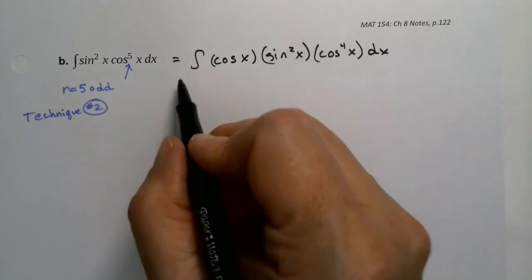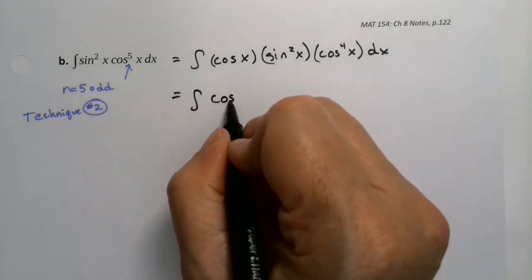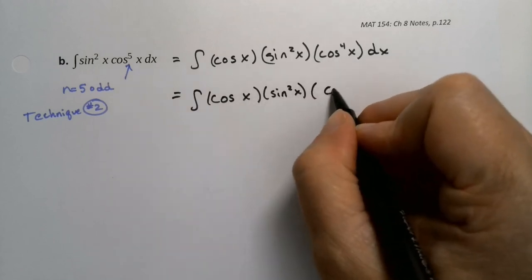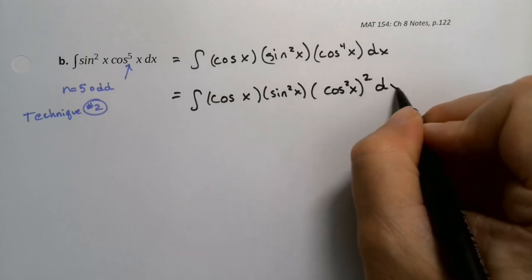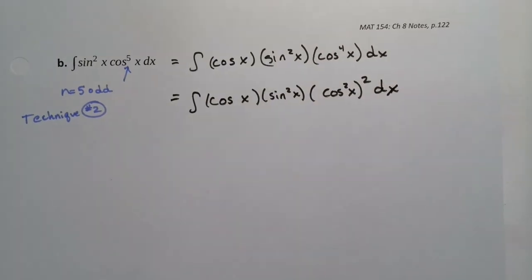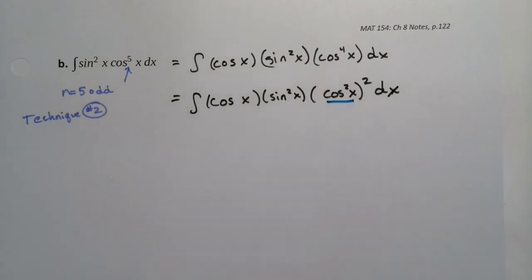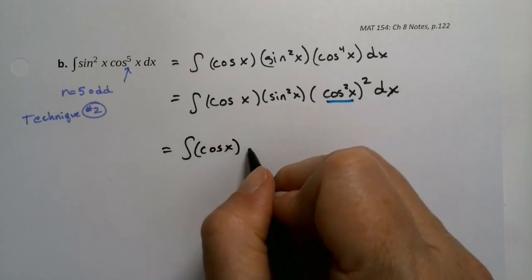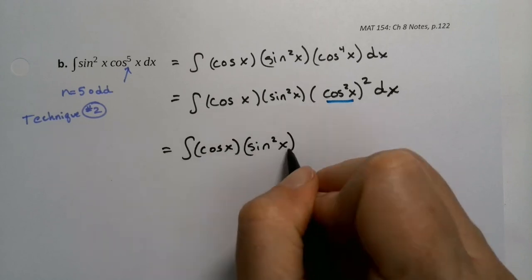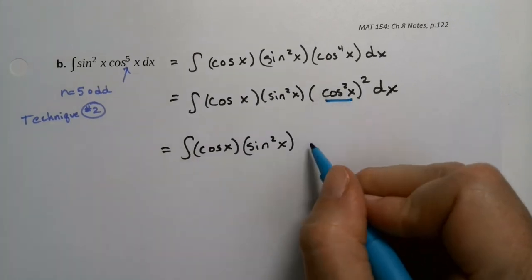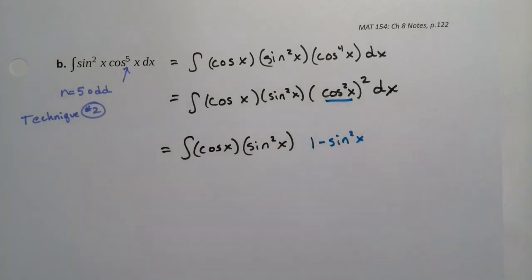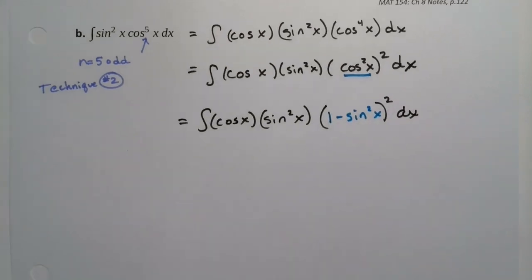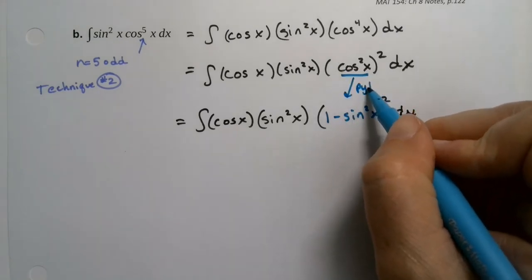Okay, well, cosine to the 4th is cosine squared squared. So this is the cosine of x times the sine squared of x, and then this is the cosine squared of x squared. Now, why did I do that? Well, because then I can use the Pythagorean identity on that piece. So I can rewrite this as the cosine of x, sine squared of x, and then we rewrite this piece as 1 minus sine squared of x, squared dx. And again, that's the Pythagorean identity.